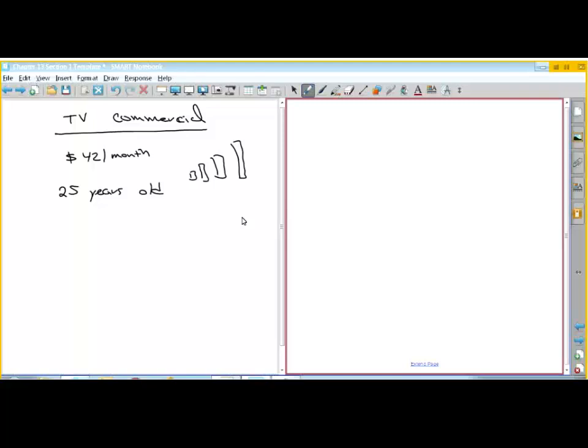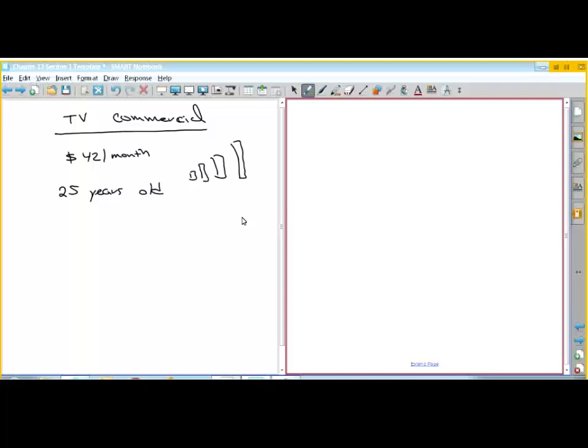And what they do is then say, well, if you put that amount per month into an account that gets a certain amount of interest, by the time you retire, it's a lot of money. It's a lot more money than you think it would be. So we're going to figure out how much, if you were 25 years old and you started putting $42 a month into an account, how much money would you have when you became 65?